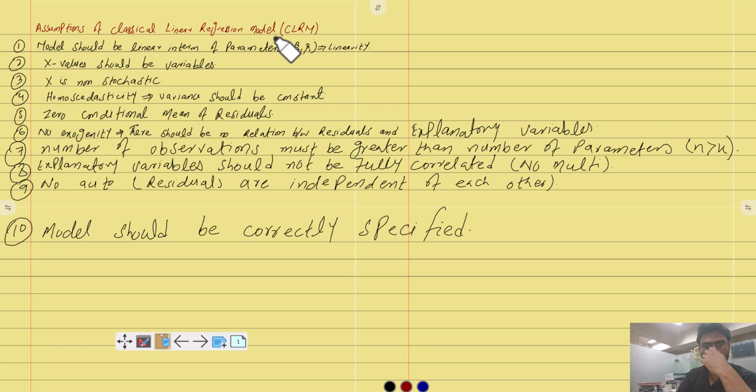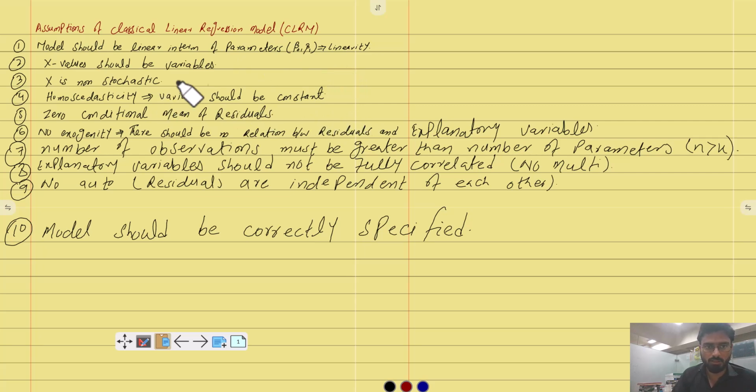In our today lecture we are going to discuss what are the assumptions of the classical linear regression model. In our today lecture we are giving a generic review of all the assumptions, and in our later lectures we will be discussing all the assumptions one by one in detail.